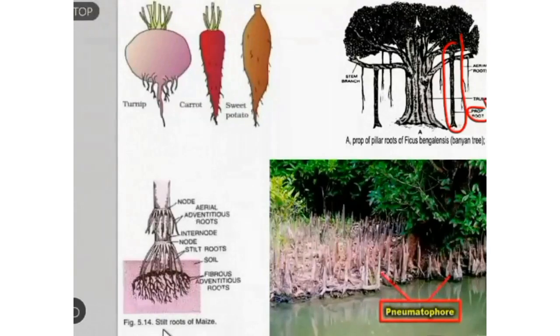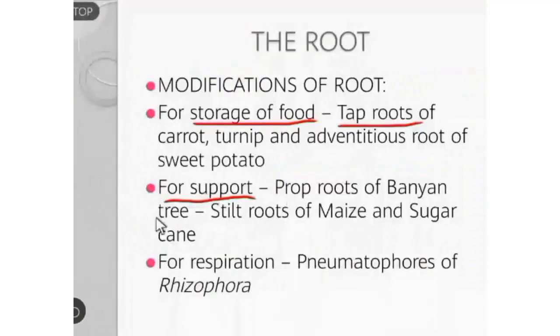Another example is that in maize or sugarcane, there are some roots which arise from the node. These are adventitious roots which support the plant for growth. Such roots are known as stilt roots. So the stilt roots of maize and sugarcane and the prop roots of banyan are examples of roots modified for support.